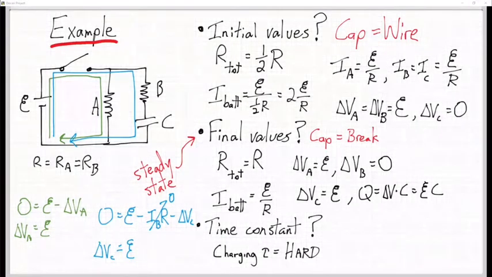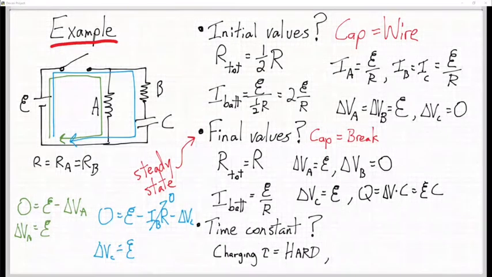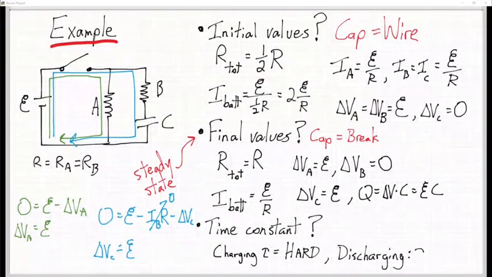However, if the system is discharging, so once we've reached that steady state where the capacitor is full, if I were to open the switch and let the system discharge, it's pretty simple then. So in the discharging case, I'm going to write the answer first. Tau is going to be 2RC.